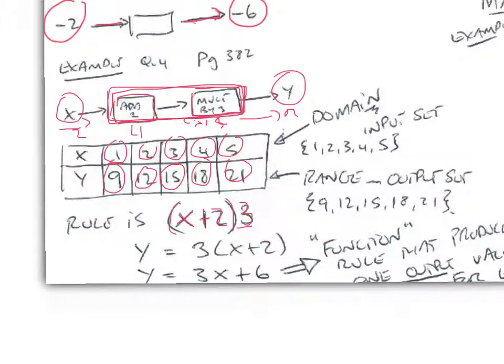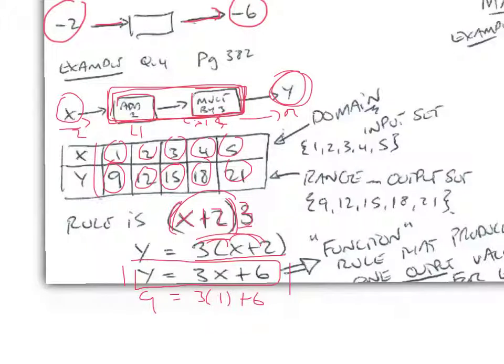Okay, and we can say that the rule is x plus 2 all multiplied by 3, or we can say that the y output value is, we just put the 3 over here, it makes no difference, equal to 3 times x plus 2. If we work that out, the function, or the rule that produces the output, is equal to 3x plus 6. So if I put in x of 1, I have 3 times 1 plus 6, and that's equal to 9, which is what we have here.